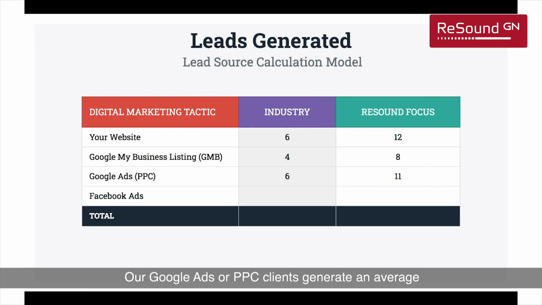Our Google Ad or PPC clients generate an average of 11 qualified leads per month per campaign. And based on competitor data in our field, the industry average is somewhere around 6 when adjusting for comparable ad spend.